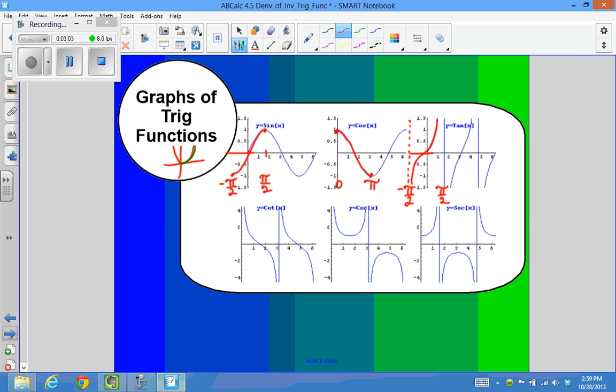Cotangent, although it looks nice and like I could go from 0 to pi, because it is the reciprocal of tangent, we do change that. I will be looking just at this little piece right here and this little piece right here. So it is the reciprocal of tangent, so I want to use the same domain, negative pi over 2 to positive pi over 2.